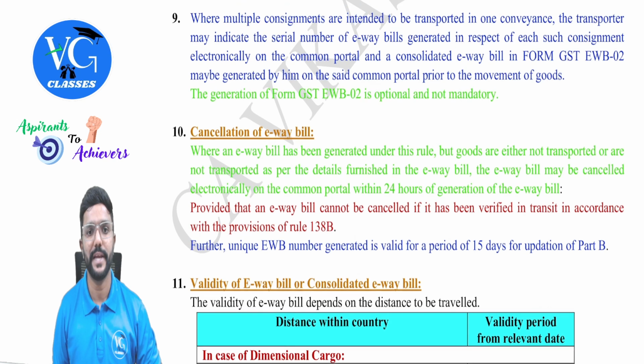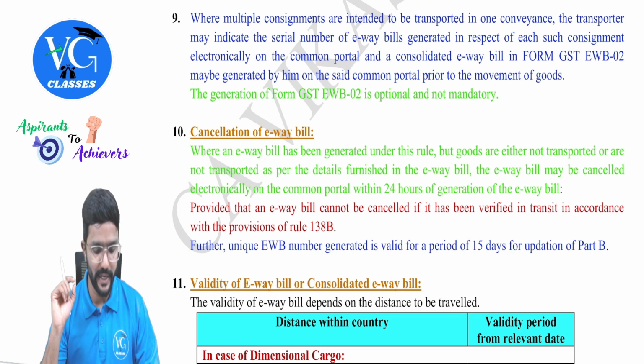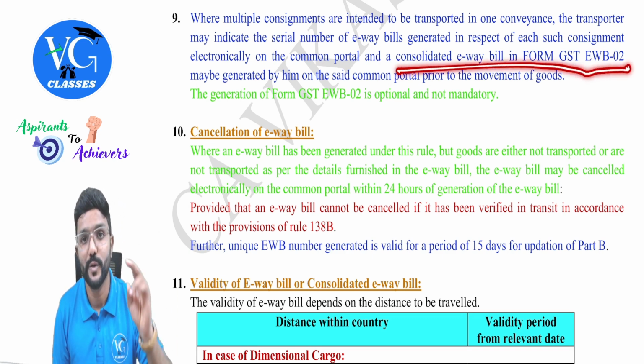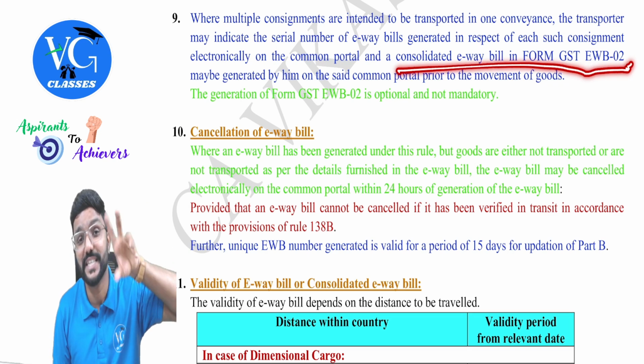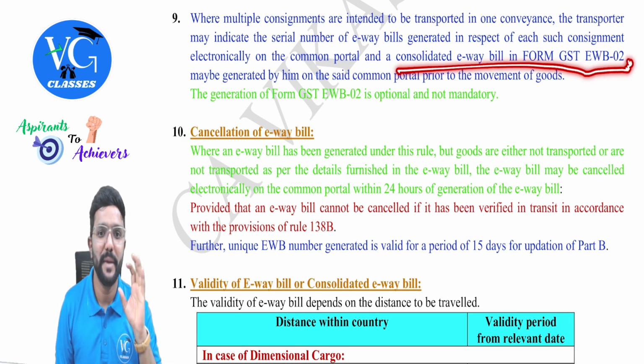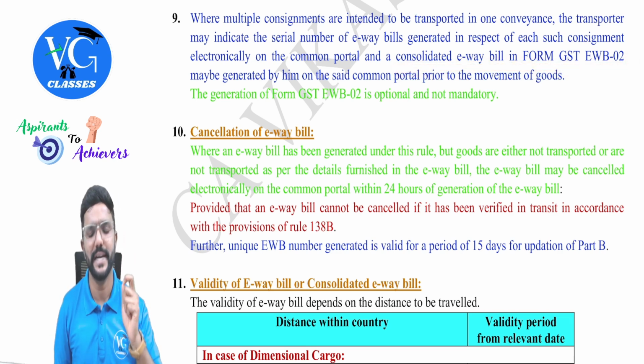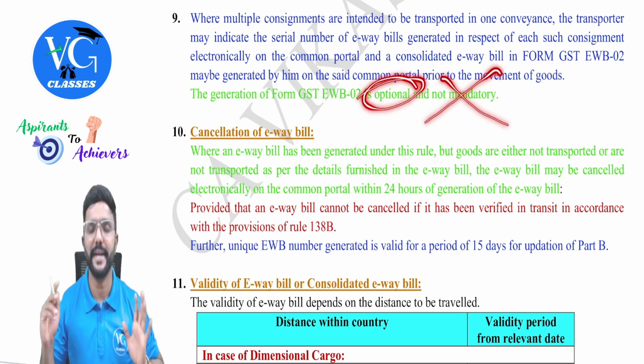Okay. Then coming to the ninth point, where multiple consignments are intended to be transported in one conveyance, the transporter may indicate the serial number of e-way bills generated in respect of each such consignment electronically on the common portal, and a consolidated e-way bill in form GST EWB 02. E-way bill is 01. This is consolidated. May be generated by him on the said common portal prior to the movement of goods, and it is purely optional and not mandatory, guys.